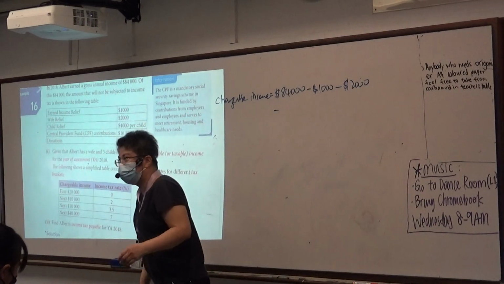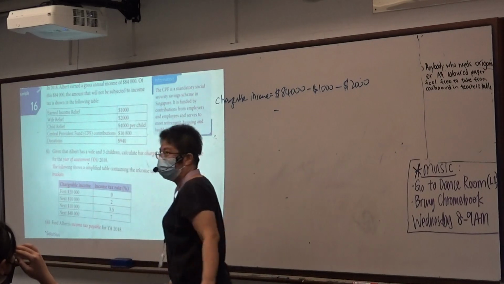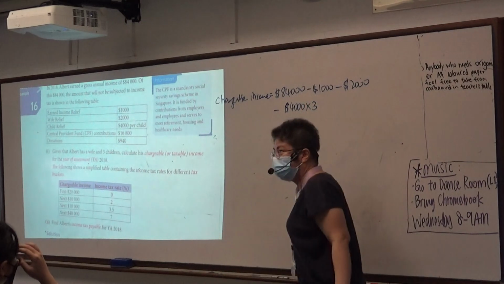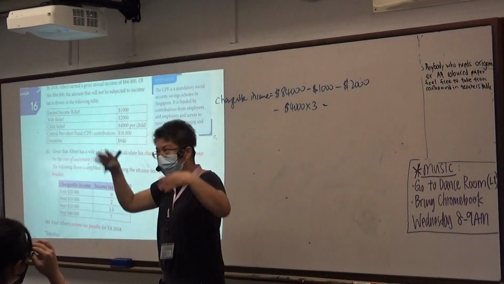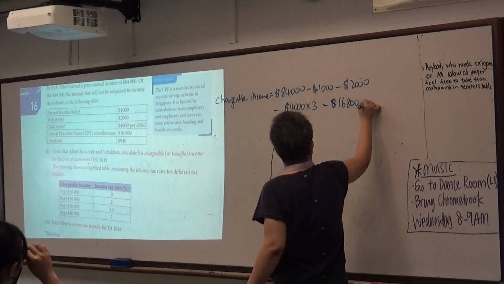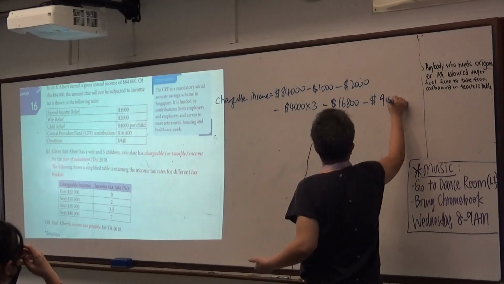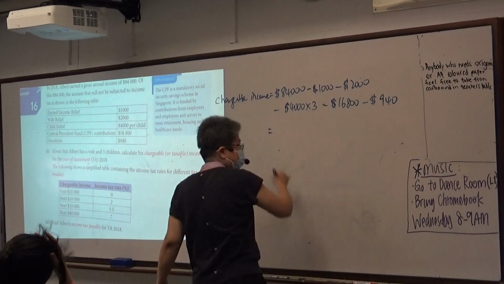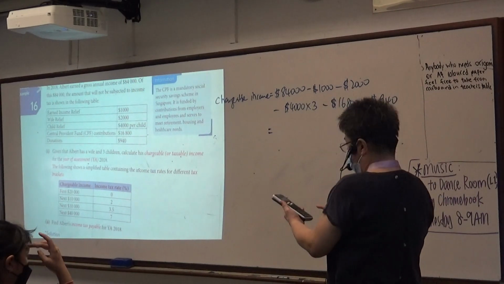He has how many children? 3. This one is 4,000 per child, you know. So I must take 4,000 times 3 now. If you donate to an organization, it is also not taxed. Everybody clear? Okay, so I'm going to find out the chargeable income. I'm going to use my calculator.